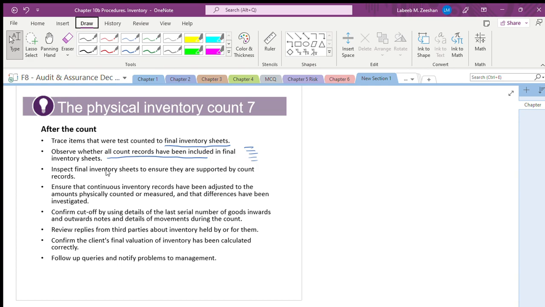Now, after the count, the count sheets are important. You remember, after counts, sheets are very important. We have to ensure that the sheets are not misplaced. Ensure that continuous inventory records have been adjusted.